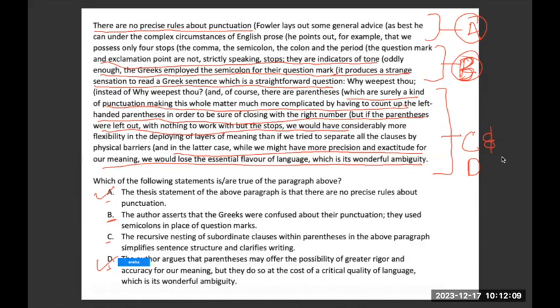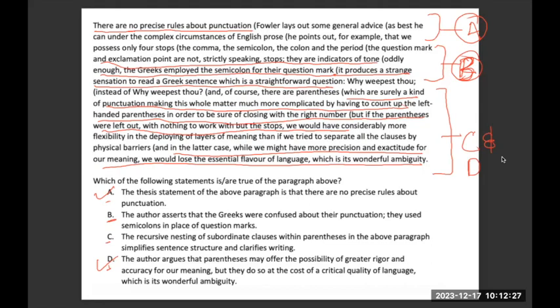So the thesis statement of the above paragraph is that there are no precise rules about punctuation. It starts with that thesis statement itself, that there are no precise rules about punctuation. It does not deny it, but it's a thesis statement. It's an assumption from where it starts.